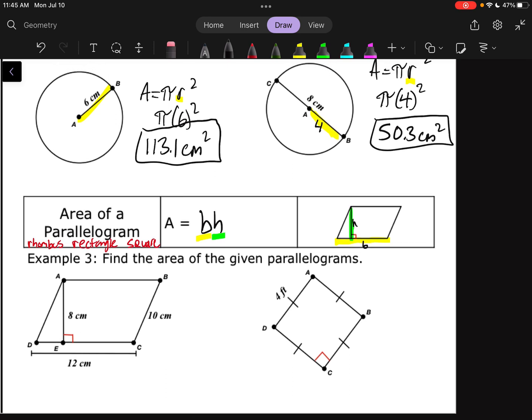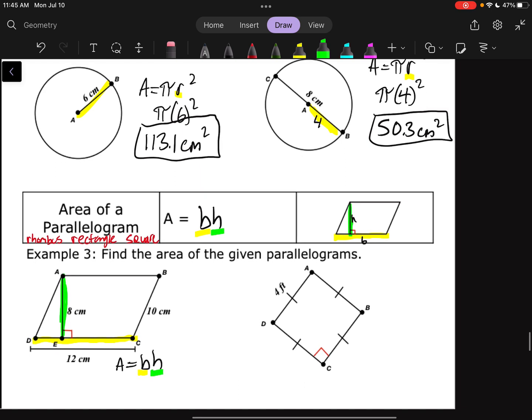All right, so first one here, looks like a normal parallelogram. We're going to do BH. We're going to make sure we grab the base and the height, which form that right angle. We're not going to use that 10. We're not going to fall for that trick. We're just going to do 12 times 8, which is going to give us 96 centimeters squared.